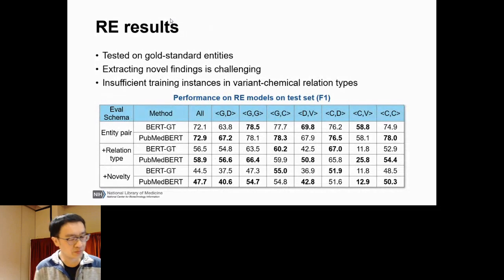The models are tested on the gold standard entities. The results show that relation extraction is very challenging. There is much room for improvement, especially for extracting novel findings. The best models only achieve 47% in F1 score. Moreover, we also observe lower performance on the variant and chemical relation types. The main reason, we think, is that the data for the variant and chemical relation types in the dataset is not enough.